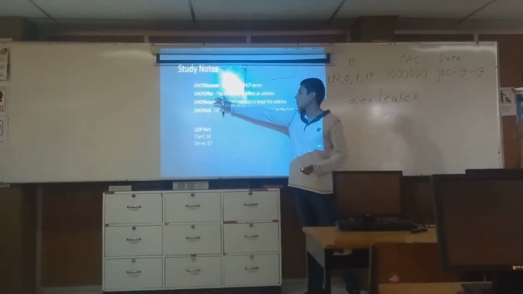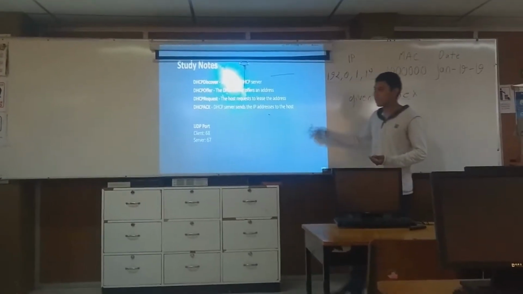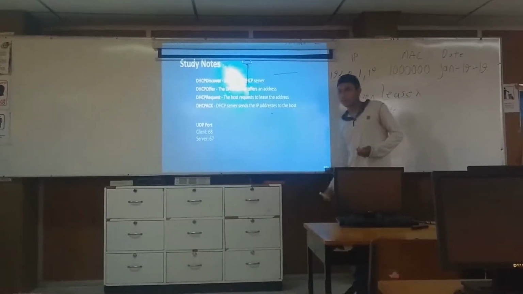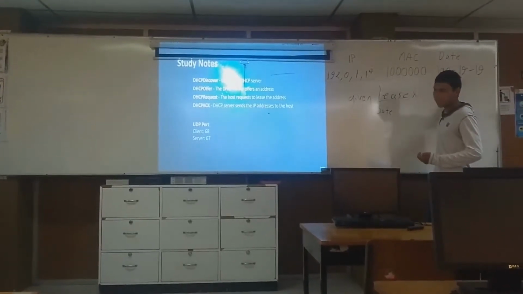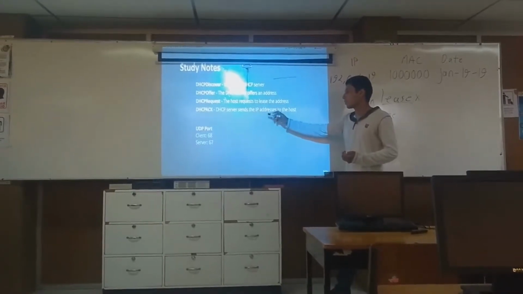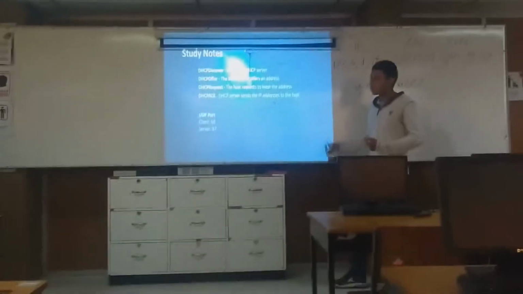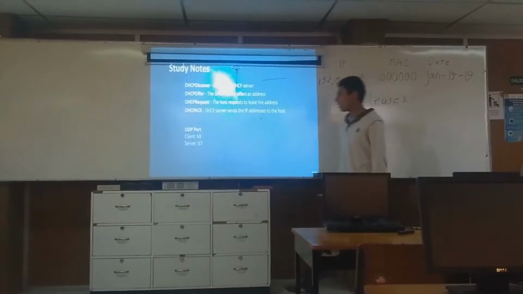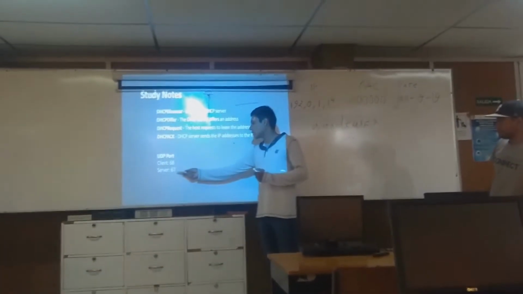The second step was the offer, when the DHCP server offers an address. Then the request, when the host requests the address from the list. And finally, the DHCP acknowledge: the DHCP server sends the IP address to the host, together with the lease data. It works with client port 68 and server port 67.